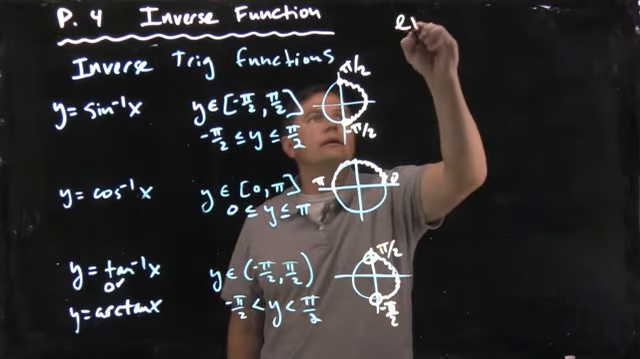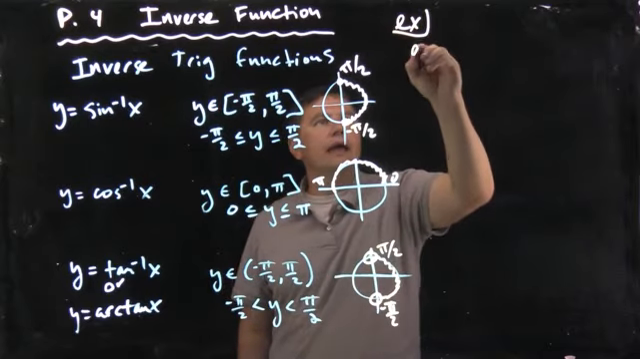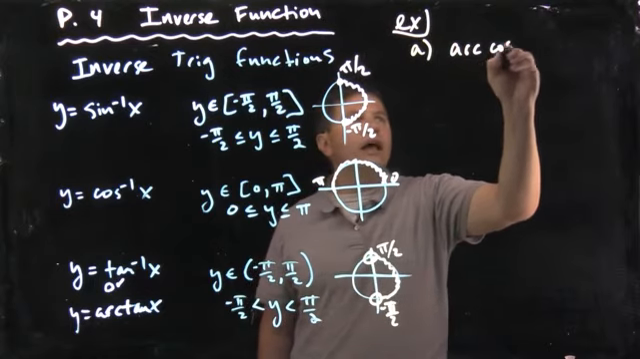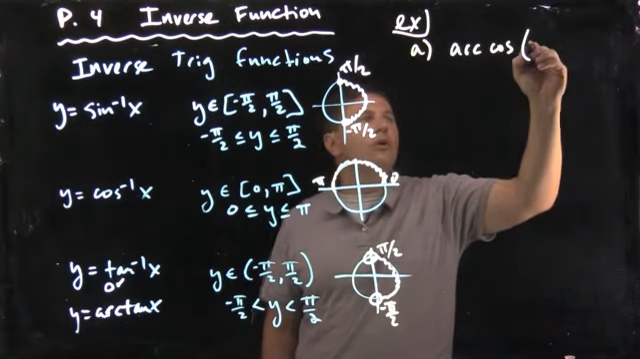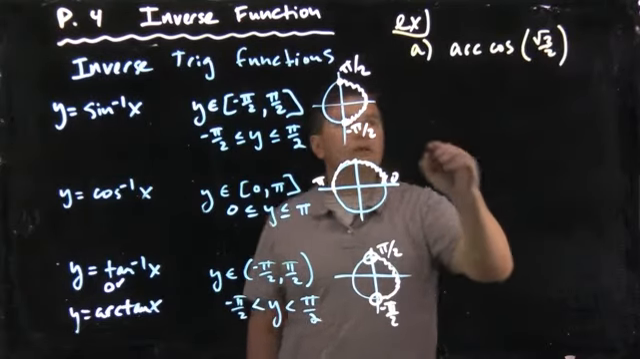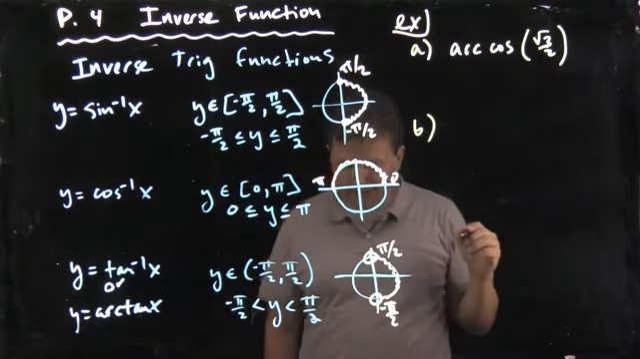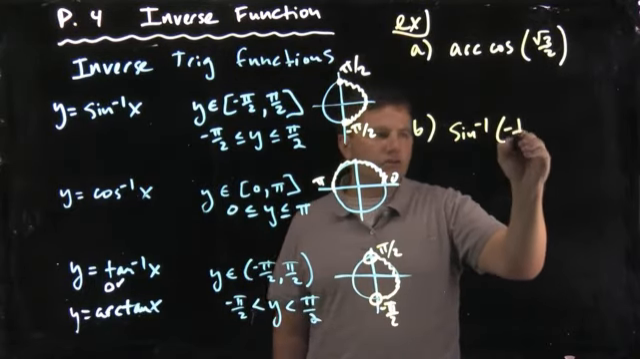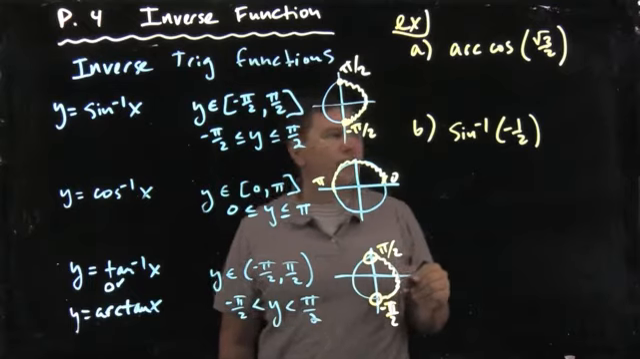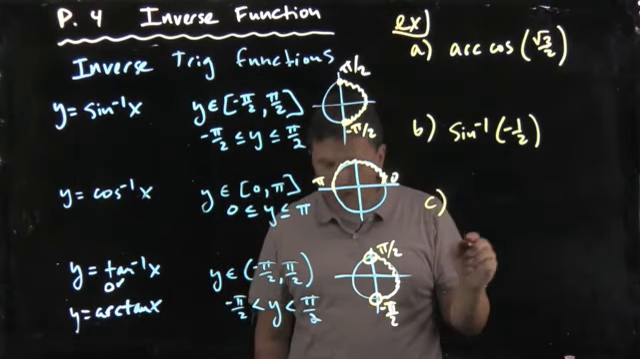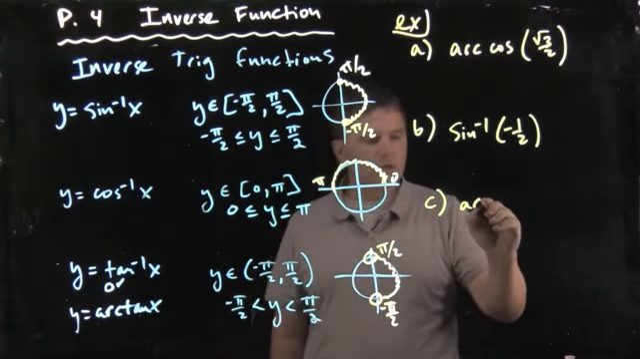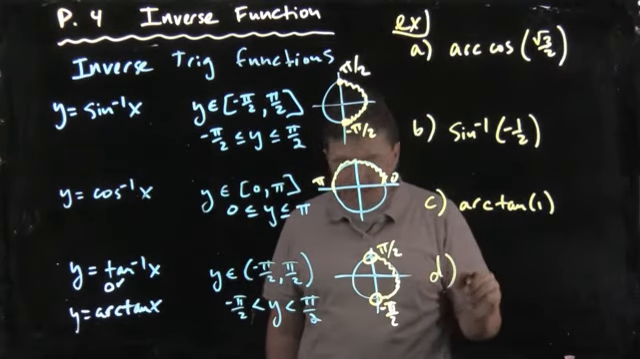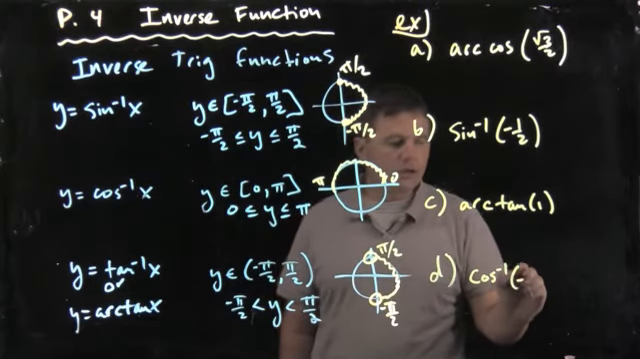So examples. A, let's say I want to find arc cosine of radical 3 over 2. B, inverse sine, and I'm going to use these notations interchangeably. You should be comfortable with both. Inverse sine of negative 1/2. C, arc tangent of 1. And then D, inverse cosine of negative 1.